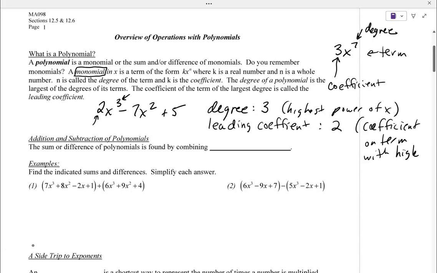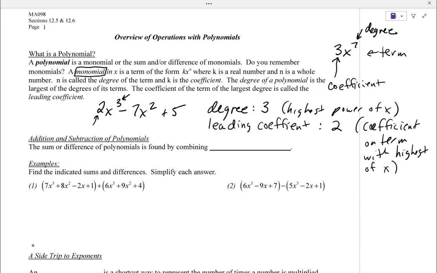So that's the coefficient on the term that has the highest power of x. Leading coefficients and degree are important pieces of information to get from a polynomial later on when you try to start analyzing what's going on with a polynomial. That's way farther down the road, okay? But that's why we care about these things. They give you helpful information about the polynomial.